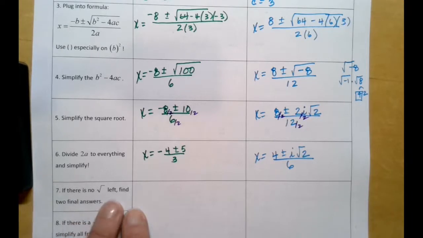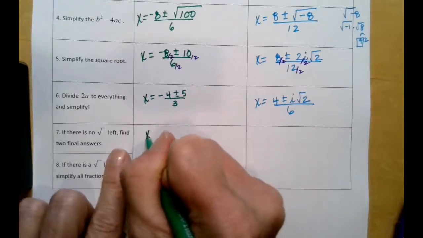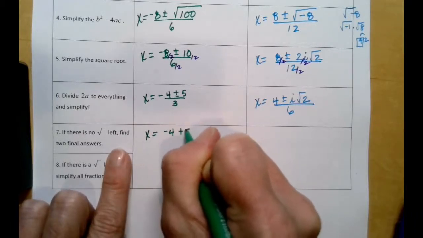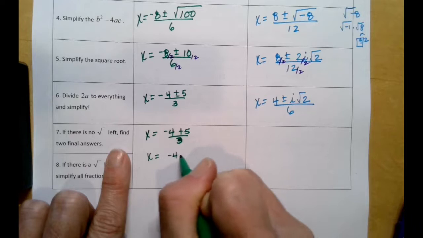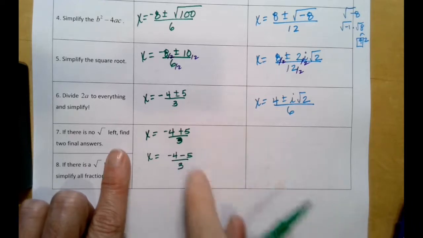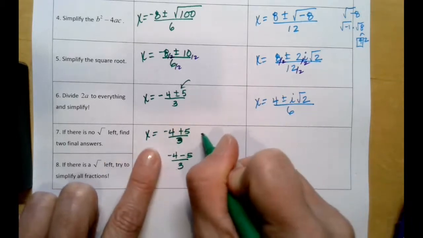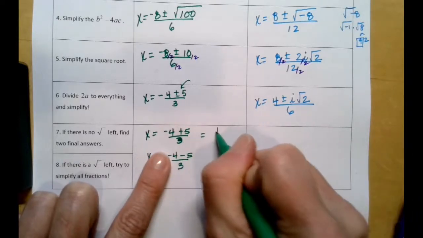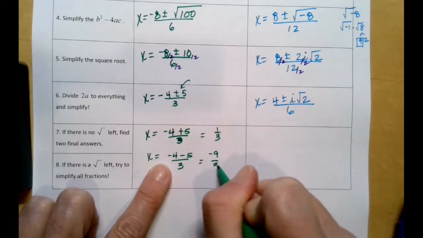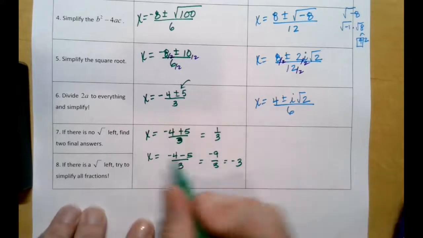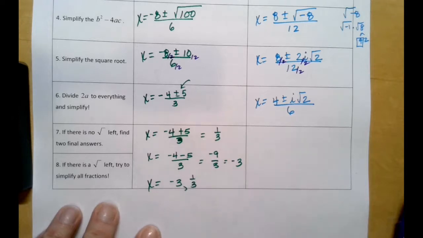All right, if there's no square root left, find 2 answers. This is the cool part. So I can say x is equal to negative 4 plus 5, all divided by 3, and x is equal to negative 4 minus 5, all divided by 3. I have 2 answers because of this plus or minus, which means negative 4 plus 5 is positive 1 divided by 3. Negative 4 minus 5 is negative 9 divided by 3, which simplifies more. So then we can say that x is equal to negative 3 and 1/3.